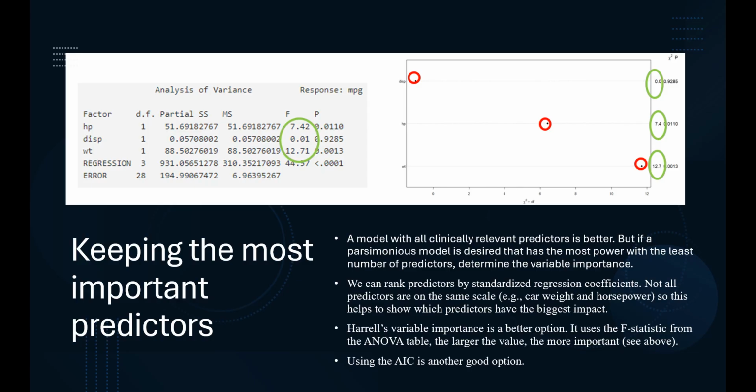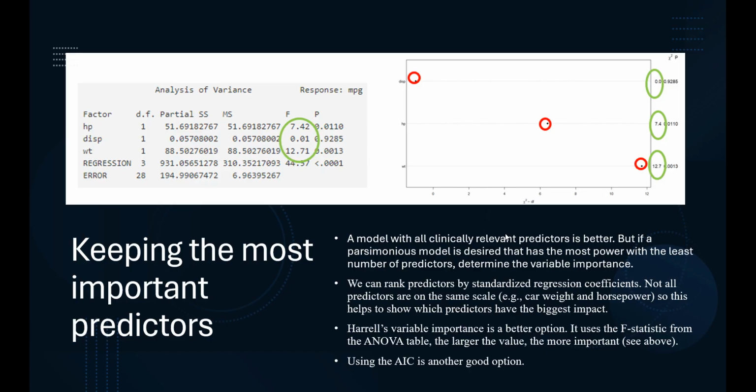And so what we can do is use these variable importance graphs to help answer that question of which are the most important predictors. A model with all clinically relevant predictors is better, but if a parsimonious model is desired that has the most power with the least number of predictors, we can determine the variable importance. We can rank predictors by standardized regression coefficients. Not all predictors are on the same scale, such as car weight and horsepower. So this helps to show which predictors have the biggest impact, regardless of what scale those values are on.